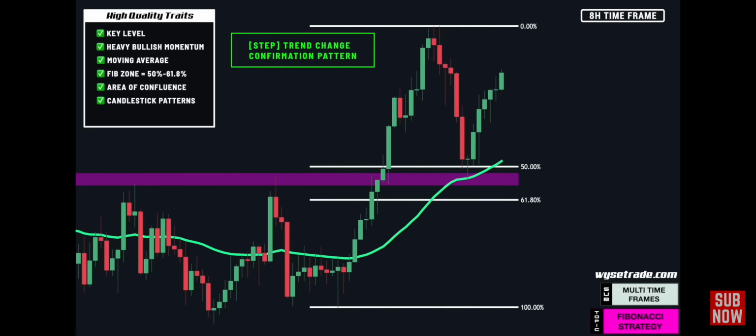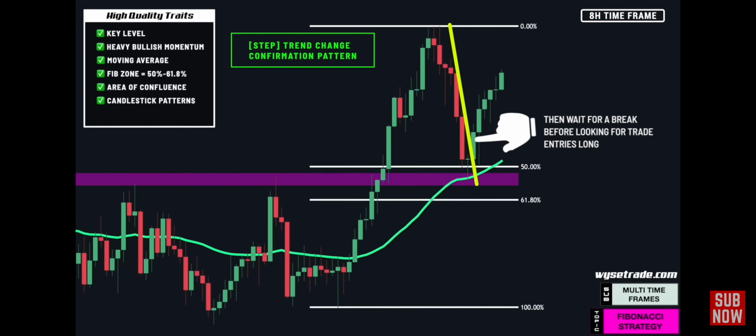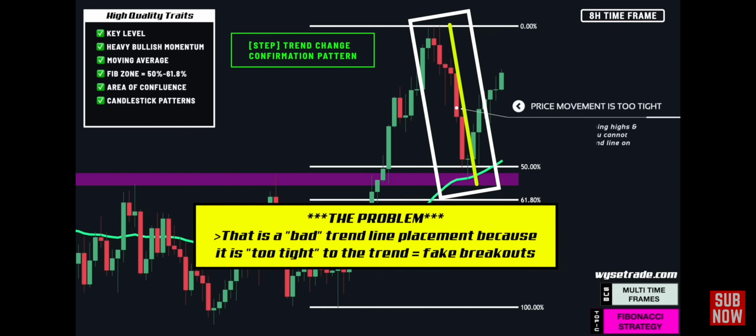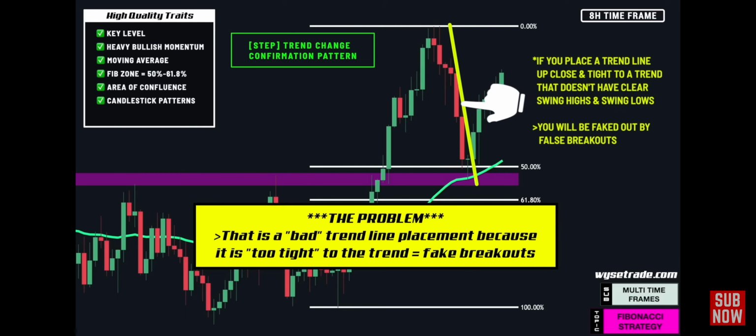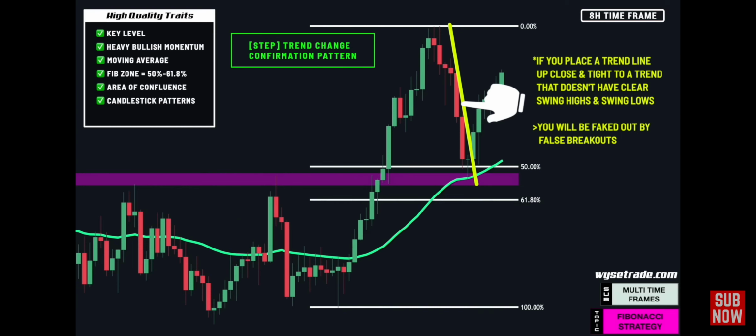So in the last section, what we would do is put a trend line onto the immediate trend and wait for a break to occur before looking for a trade entry long. Now the issue with doing this on the current trend is that price movement is too tight, meaning you cannot clearly see the swings of price and cannot see the swing highs and swing lows. So if you attempted to place a trend line up close and tight to the trend like this, you will often be faked out by false breakouts. This is a very important point.